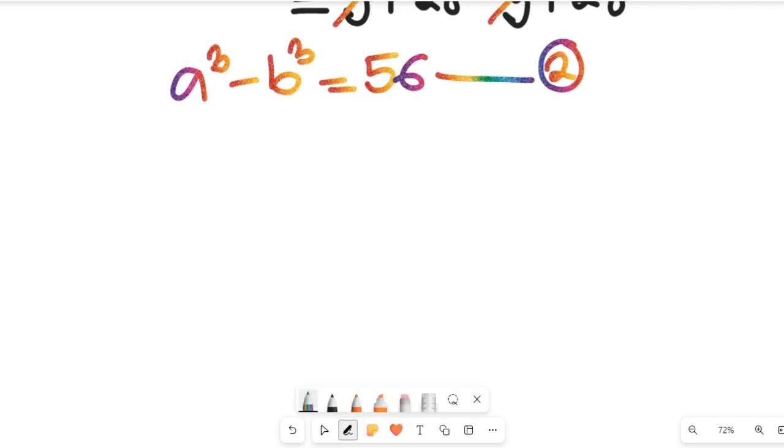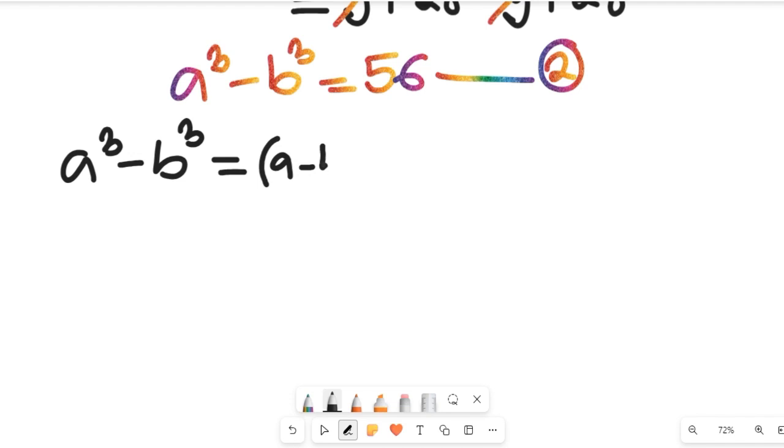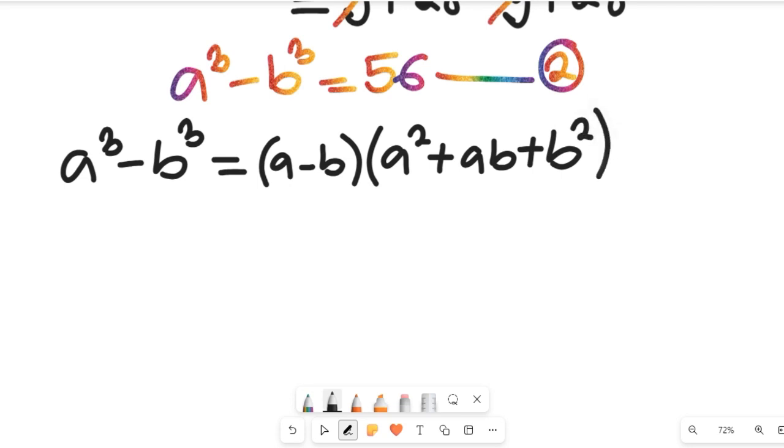From algebra, I want you to recall that when we have a to the power of 3 minus b to the power of 3, this will be equal to a minus b, all multiplied by a square plus ab plus b square, right? That's an algebraic formula. Now, from this expression, you'll come to see that we already have the value of a minus b and a to the power of 3 minus b to the power of 3. And those two values are 2 and 56.